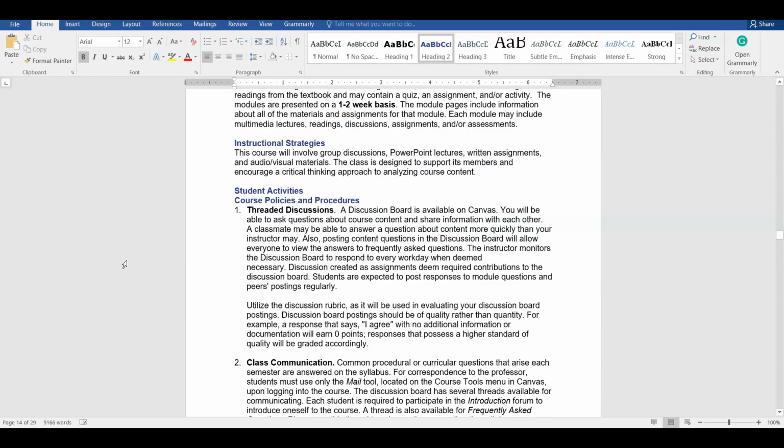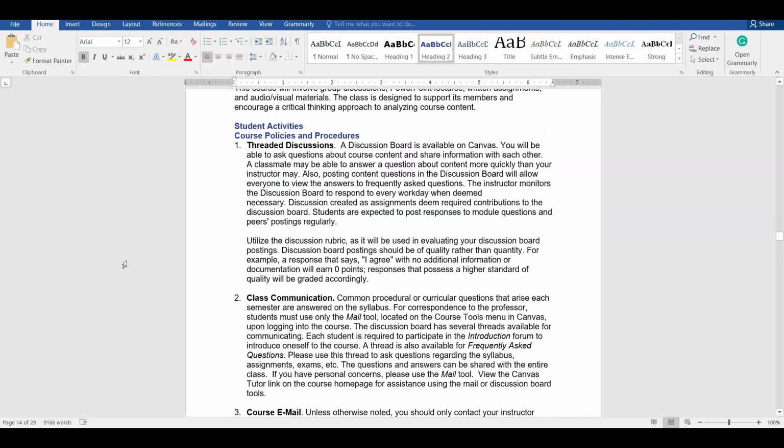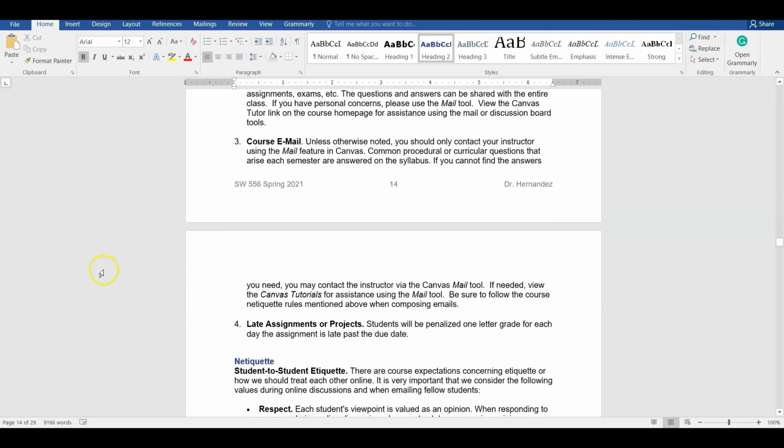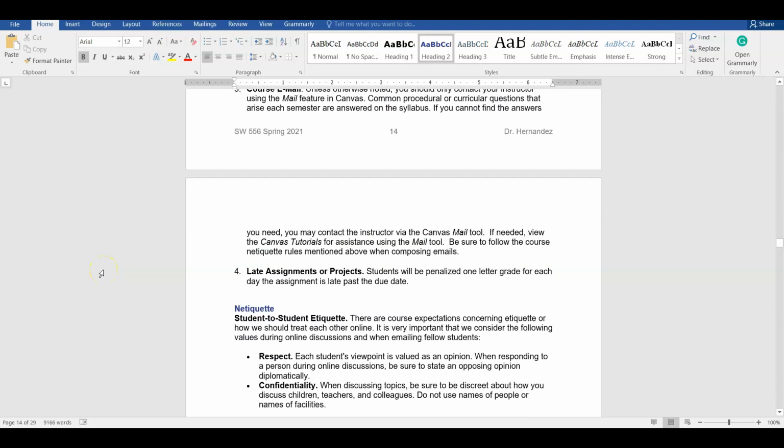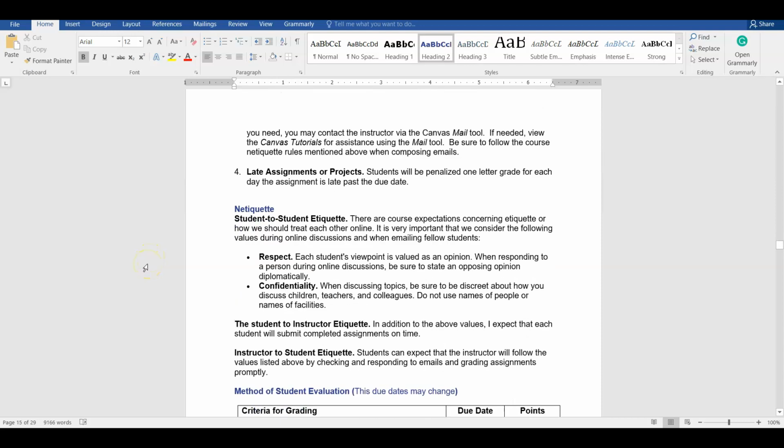There's some information here. We're going to do discussions like I always do, and late assignments. You get a penalty. Obviously, during the pandemic, people have obligations, children and family and all. So I'm open to hear what anybody's situation is, and we'll work on it.